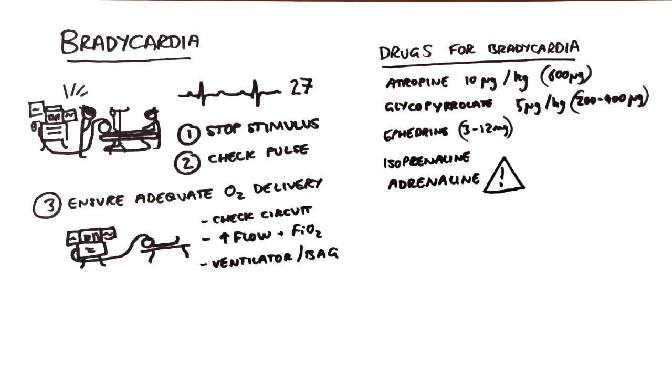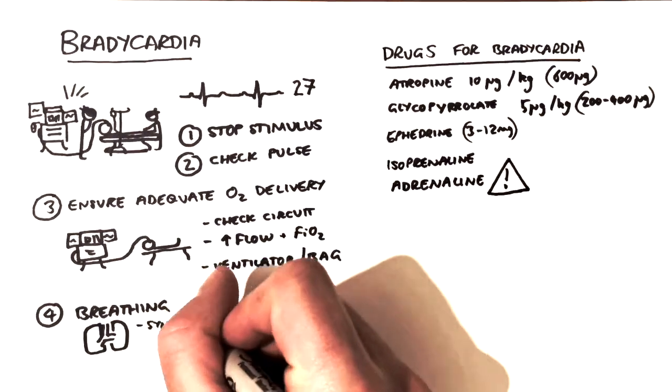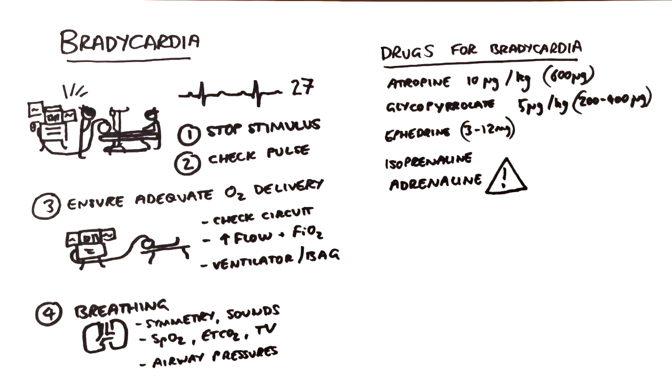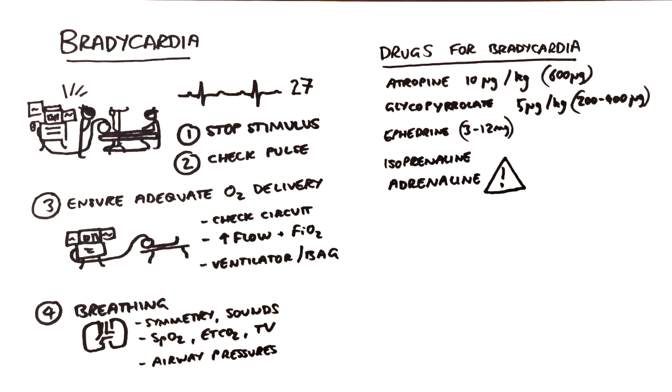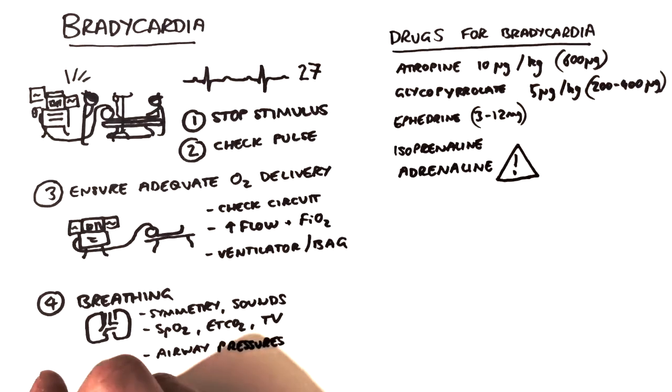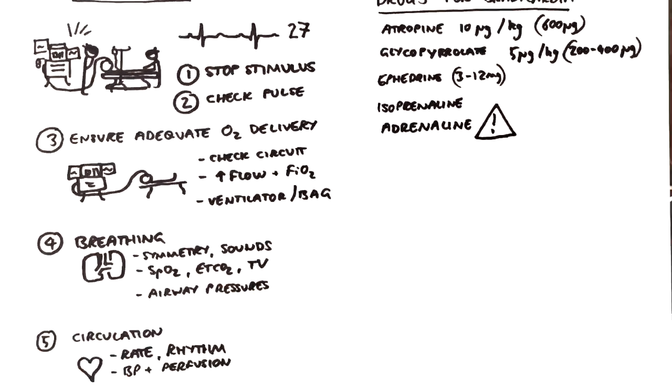Once you've given something, you can move on and assess breathing in the usual fashion, checking for symmetry and added sounds, and your adequacy of ventilation, including saturations, end-tidal CO2 and tidal volumes, as well as airway pressures. Now, circulation is clearly crucial in this scenario, and we're particularly interested in the rate and the rhythm. Firstly, is it a characteristic pattern such as first-degree heart block, slow atrial fibrillation, or a sinus bradycardia? And secondly, has it improved with your intervention yet?